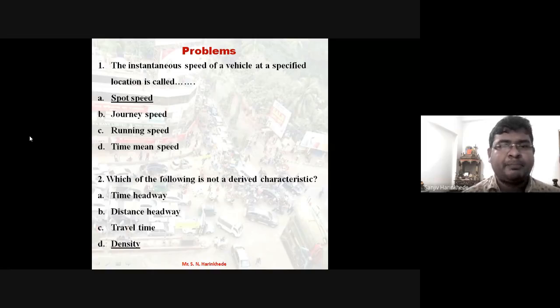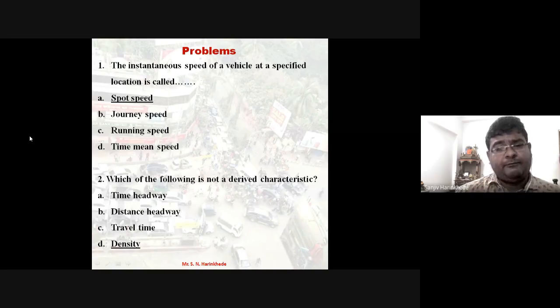My first question is, the instantaneous speed of the vehicle at a specified location is called what? Okay, so we know that there are 4 types of speeds: spot speed, journey speed, running speed, and time mean speed. So the instantaneous speed of a vehicle at a particular specified location is known as spot speed.